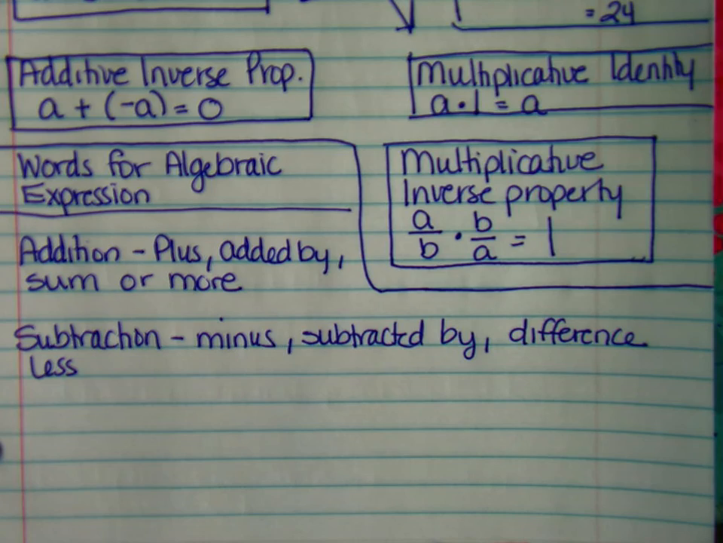If I were to have a problem where I wrote out the sum of 6 and 2, well, I'm asking you to do an addition problem to add 6 and 2. If I were to give you a problem that said, what is the difference of 7 and 3? Well, I'm looking at 7 minus 3. I'm going to be getting the answer 4. So those words are very important to help us know what we are supposed to be doing according to our math problems.